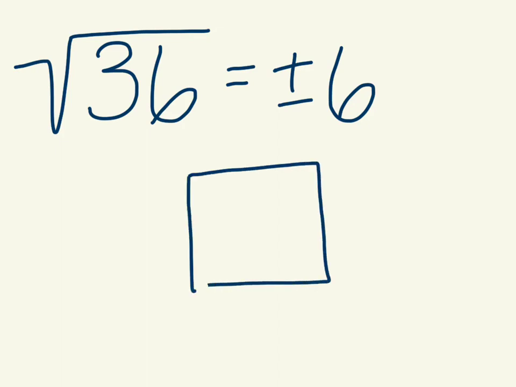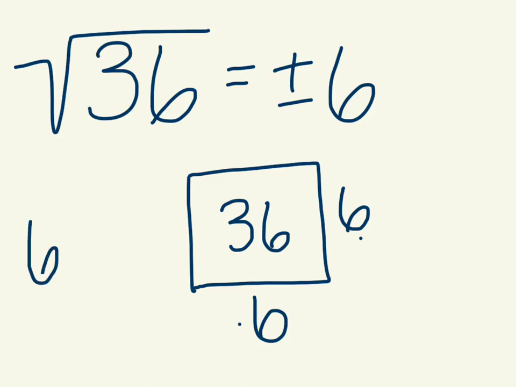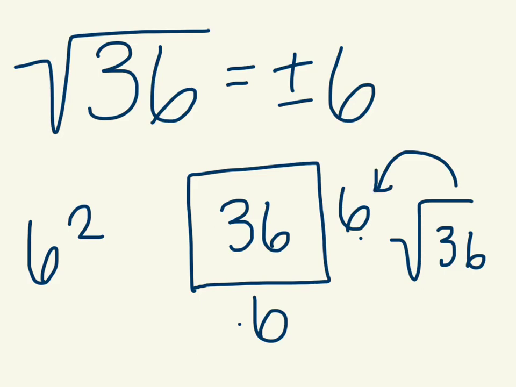Remember from earlier in the week, when my side lengths are 6, what I would find the area of that square to be is 36. I have found my side length times my side length, which happen to be the same number, equals 36. So 6 squared is 36. In reverse, I would say the square root of 36 is 6. They are opposite operations of each other.